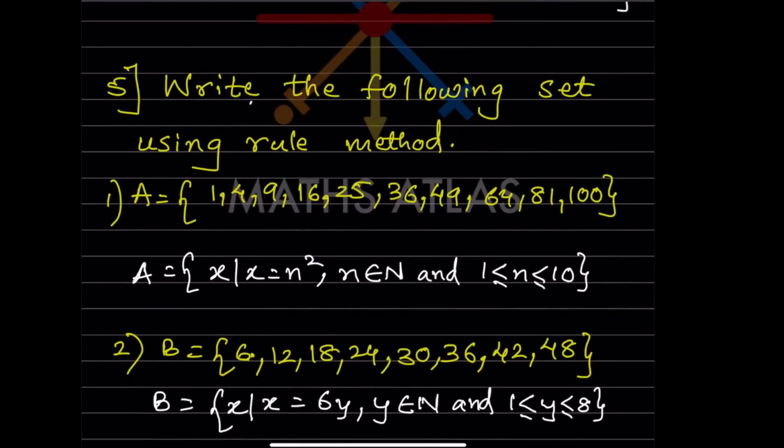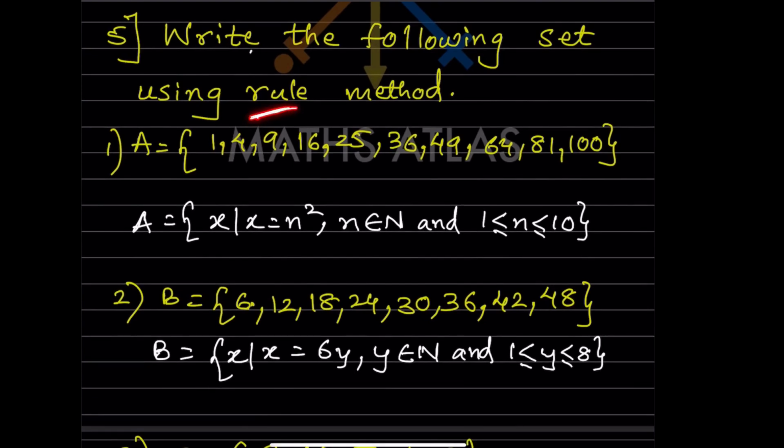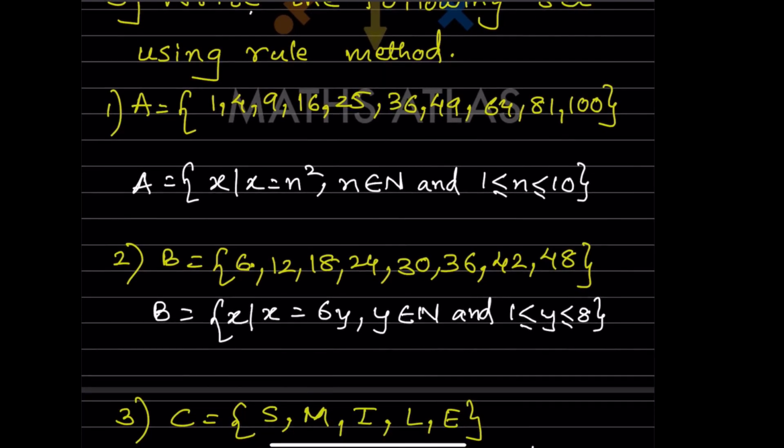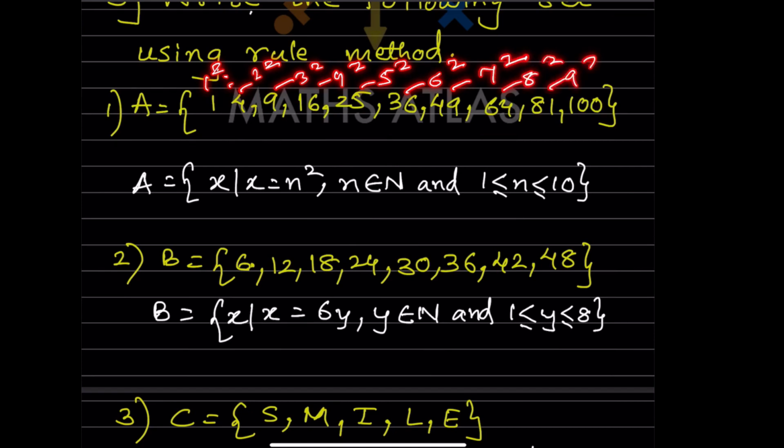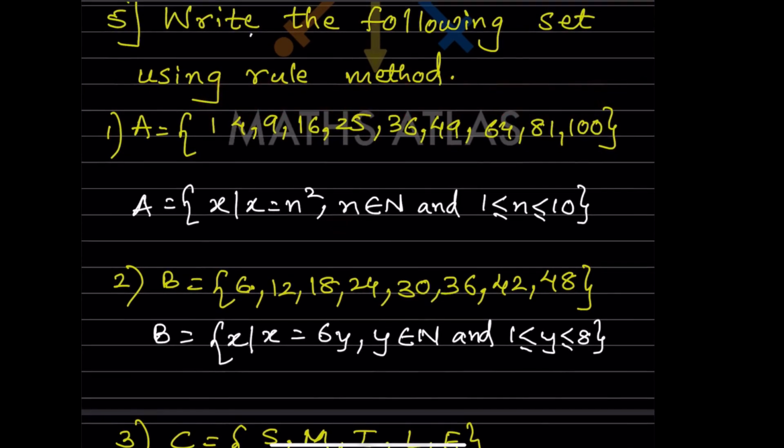So now write the following set using the rule method. Now can you see here? This is the listing one. So now 1, 4, 9, 16, 25, these numbers are given. So now you can see these are the squares. 1 square is 1, 2 square is 4, 3 square is 9, 4 square is 16, 5 square is 25, 6 square is 36, 7 square is 49, 8 square is 64, 9 square is 81, and 10 square is 100. So how are you going to write this one in the rule method?